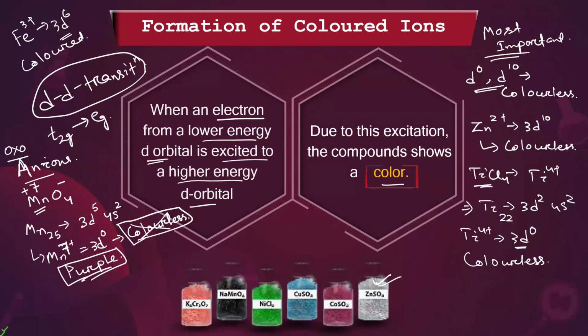Another example I am giving you: Cr2O7 2 minus. This is your dichromate ion. If you find out the oxidation state, it will give you chromium 6 plus. Again, chromium 6 plus will have a 3d0 configuration. So it must be colorless, but actually it is orange in color.